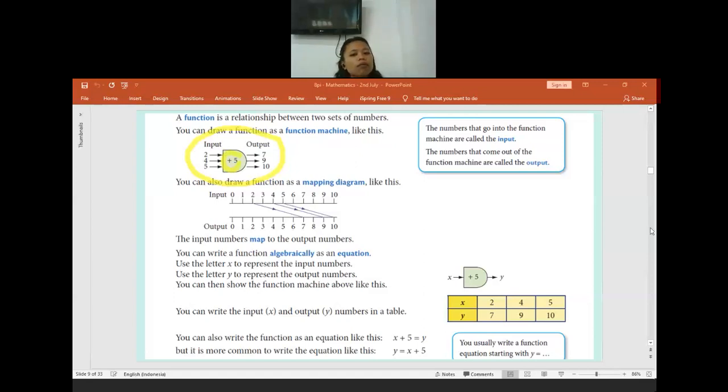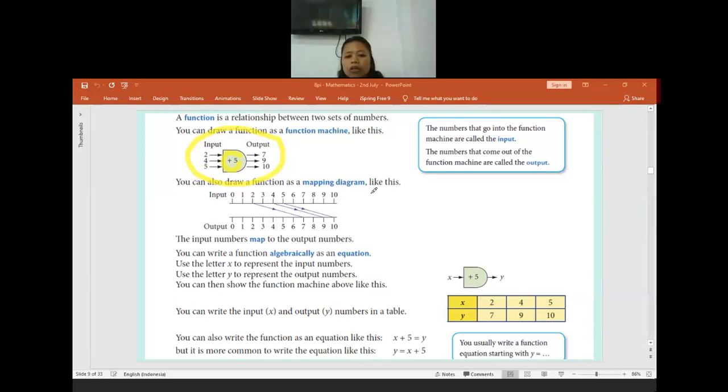So later we have to do an operation on the number, the input that we have. We do the calculation based on the function that we have from the function machine. 4 plus 5 equals 9. 5 plus 5 equals 10, and so on. That is for the function machine.